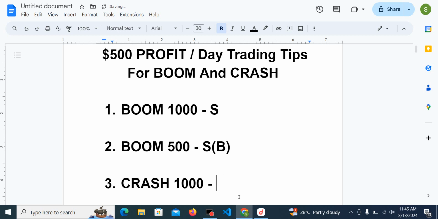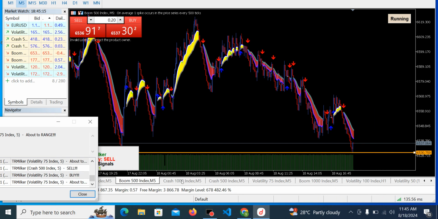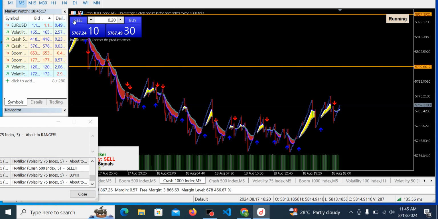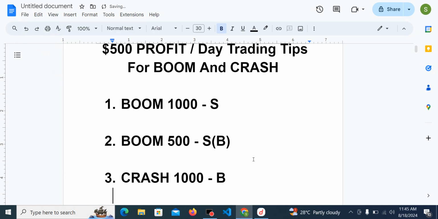Okay, so next asset is going to be Crash 1000. Let's check it out right now. This is Crash 1000. This has been on a downtrend for a very long time, but got to this region, was unable to go further, so it's trying to go back on an uptrend. So this is buying at the moment, so we expect more of a buying opportunity from there.